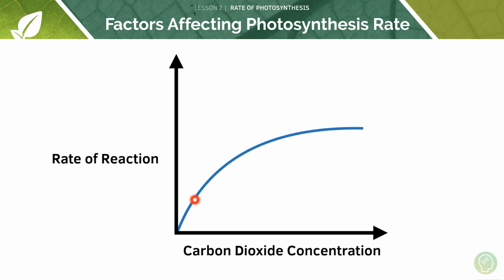And now we can have a look at what it's actually showing us. We're increasing the carbon dioxide concentration and we're also increasing the rate of reaction at the same time. But this effect is going to plateau. From around this point onwards, we are increasing the carbon dioxide concentration, but we're getting no change in the rate of reaction. We can say it's staying more or less constant.